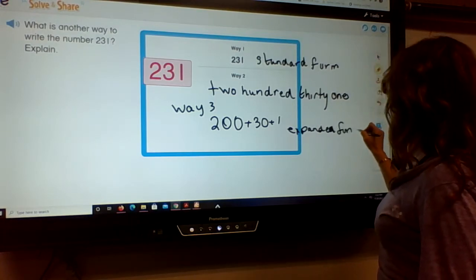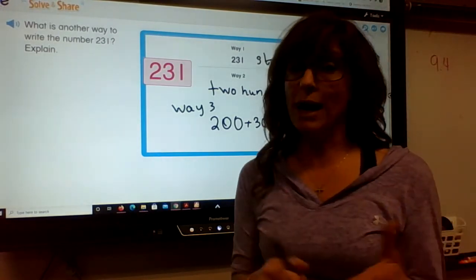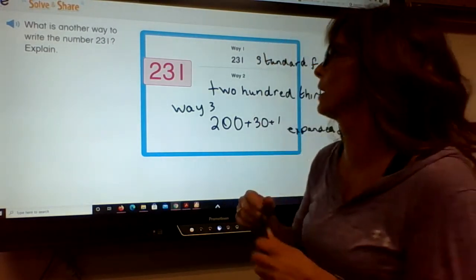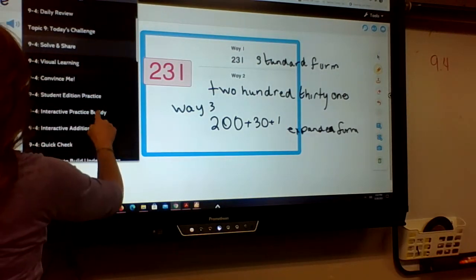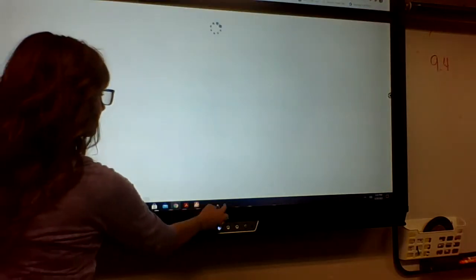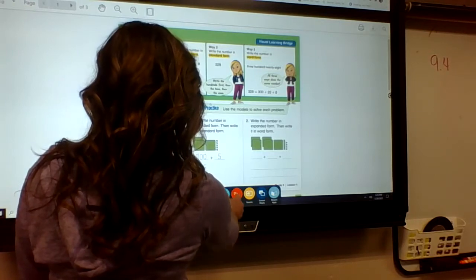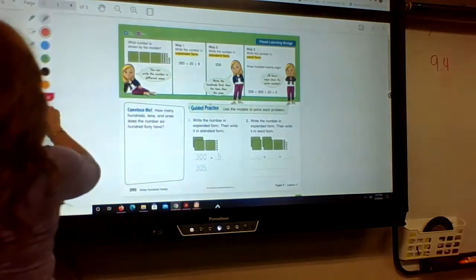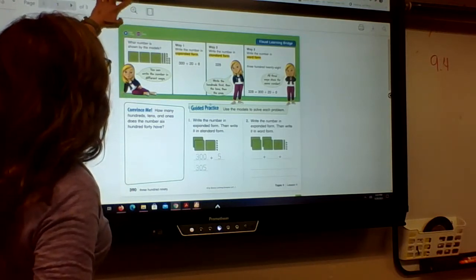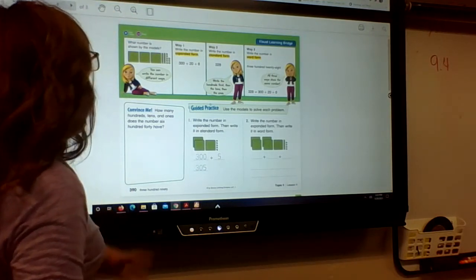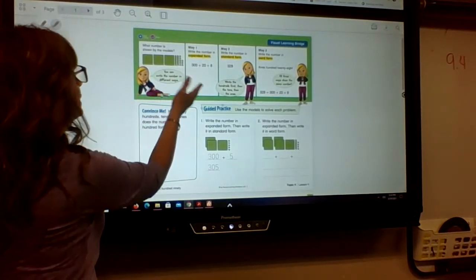All right, expanded form. Now let's turn to page 390, but you can always go back and watch the visual learning video that might help you out a little bit. So now let's go to our student edition. Page 390. Here's the tools. What is the number shown by the models? If we look at this right here at the top of page 390, we can write the number in 3 different ways.